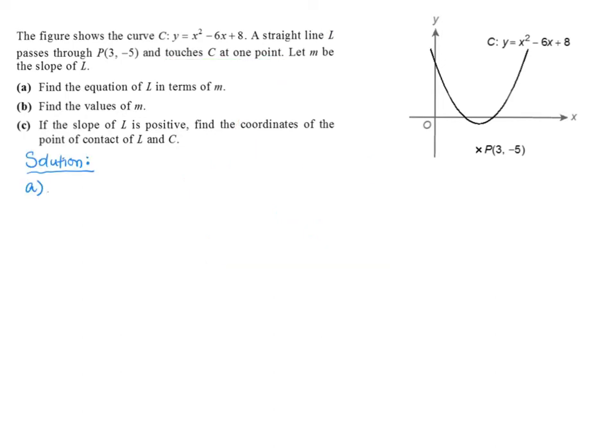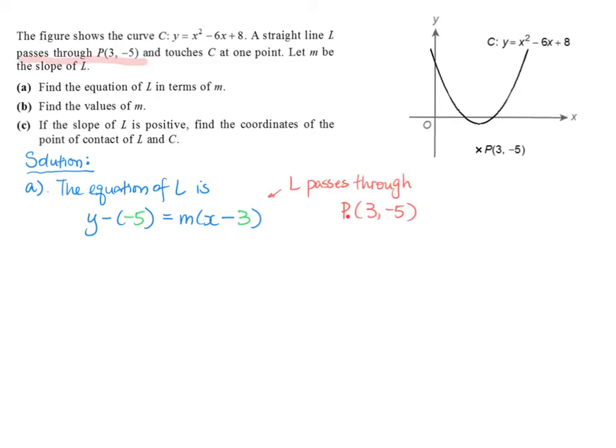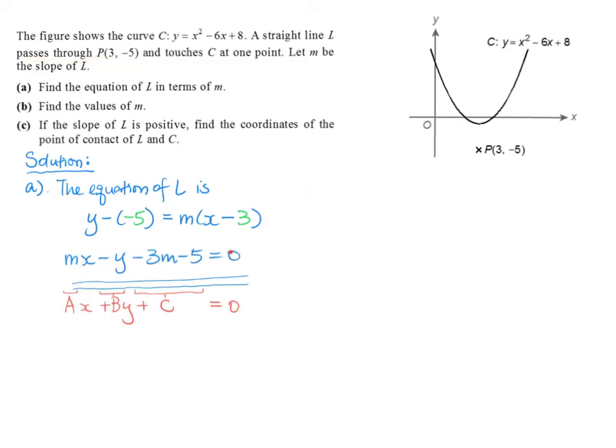So let's look at L first. So how do we find this equation in terms of m? Well, it's easy to find the equation of L because L passes through point P. And so here's the answer in the standard form. Okay, so this is A, -1 for B, and this whole thing is C.